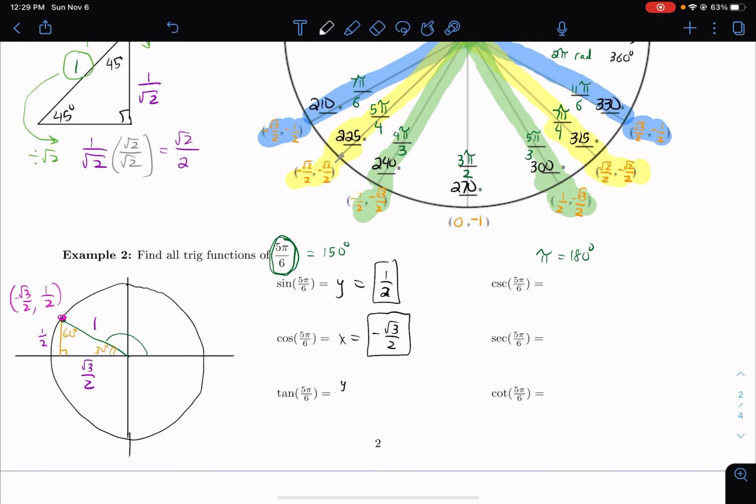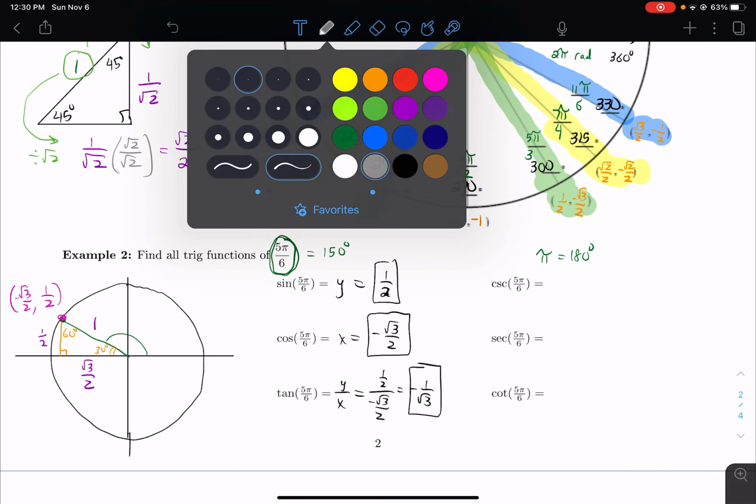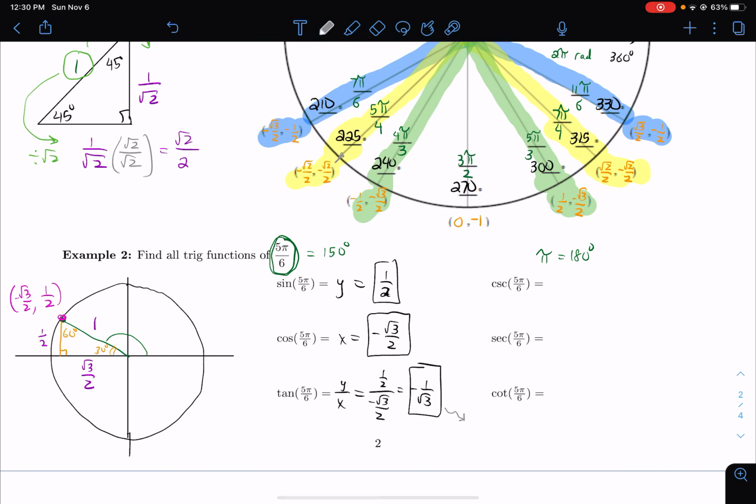Tangent is y over x, and the y-coordinate is 1/2, divided by x, which is negative root 3 over 2. And if I simplify this, if I multiply it by the reciprocal at the bottom, I'll get negative 1 over root 3. Negative 1 over root 3. If I did want to rationalize the denominator, this is the same thing as negative root 3 over 3.